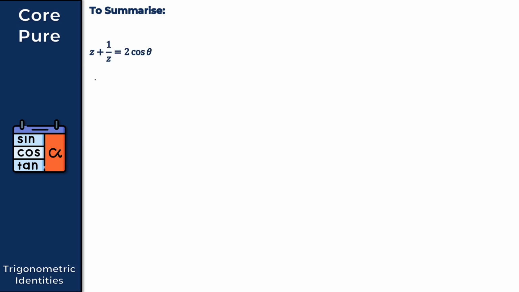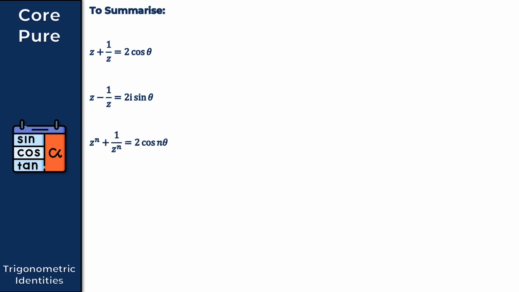So to begin with here then, we have z plus 1 over z, which in this case just gives us 2 cos theta. And don't forget, we have shown the derivation of this result here. And in a similar fashion, z minus 1 over z is just equal to 2i sin theta.